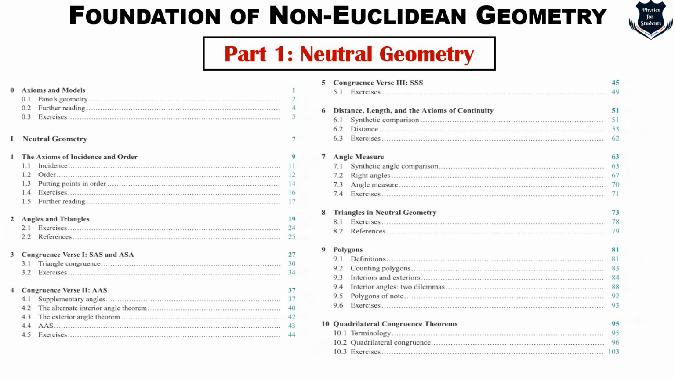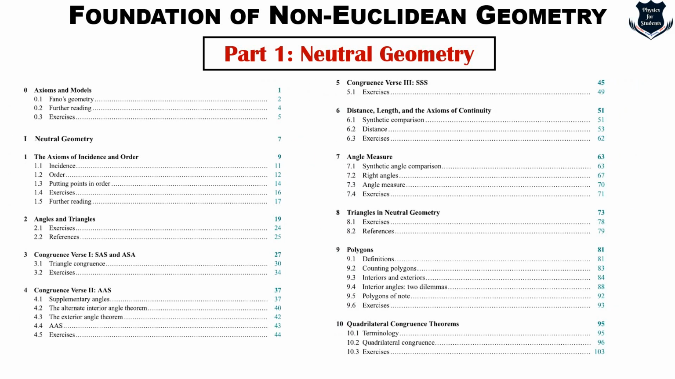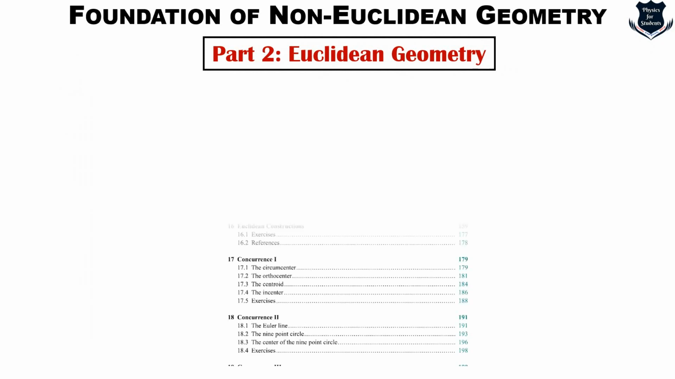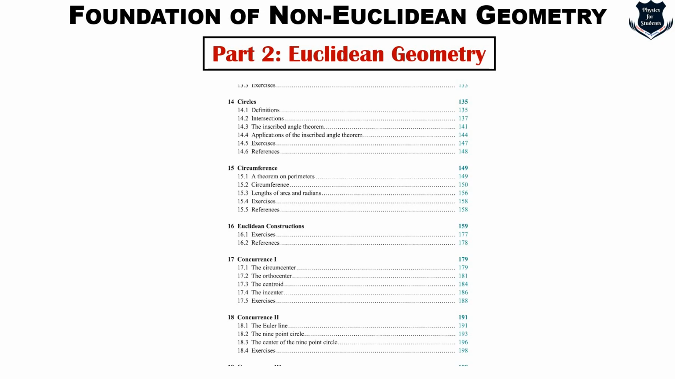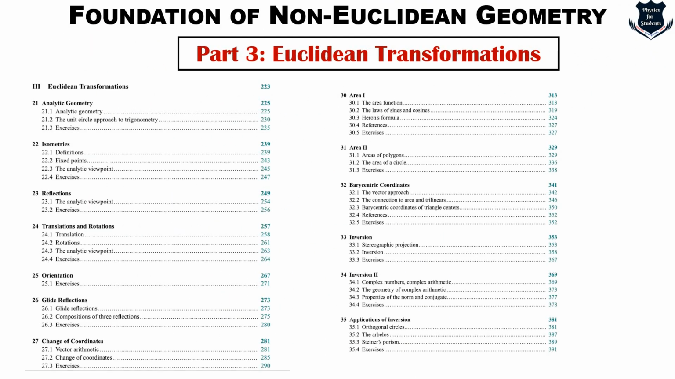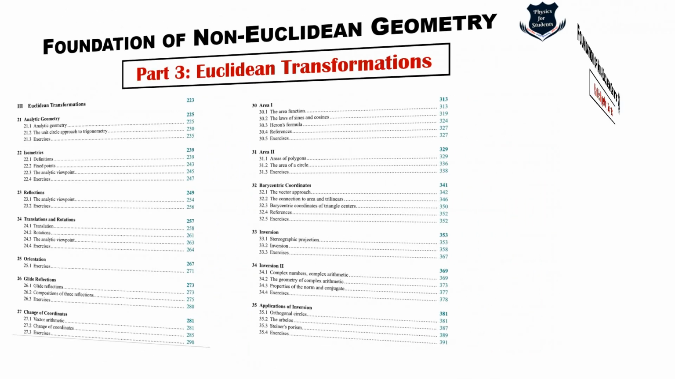So here is the table of contents for neutral geometry. I'm not taking much time. You can take a pause and take a screenshot. It starts with axioms, models, congruence, this, that, etc. Then we move to the Euclidean geometry. This is the table of contents: circles, circumference, centroid, simple. Then we come to the Euclidean transformations, which covers analytic geometry, isometries, reflections, how the translations from Euclidean geometry really take place, the inversion, area, barycentric coordinates, and applications of inversion.